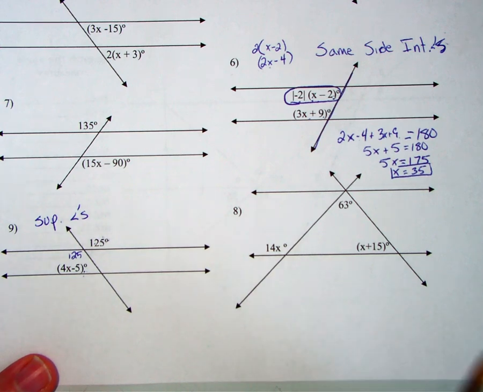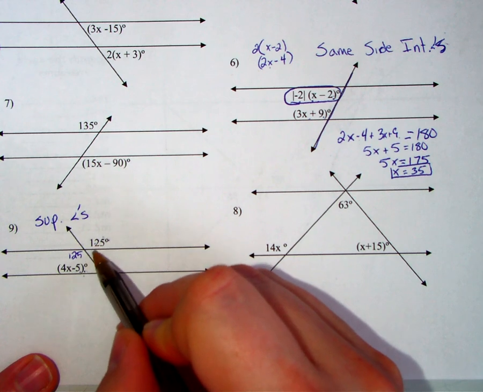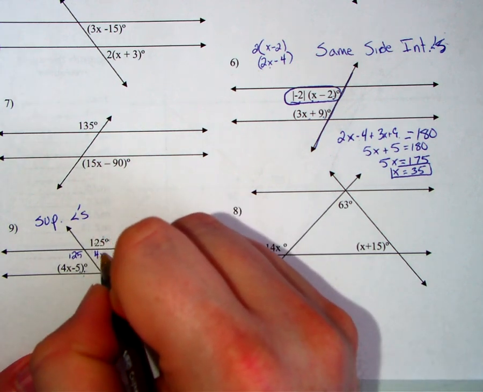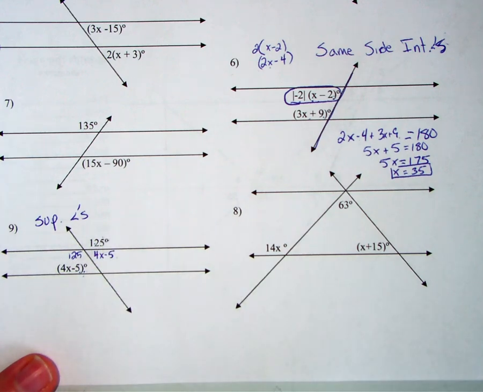Now, you could have used any combination of our angle relationships to get that same conclusion. I could have said 4x minus 5 is alternate interior here. So now my 4x minus 5 and my 125 are two adjacent angles that are supplementary because they form a straight line.